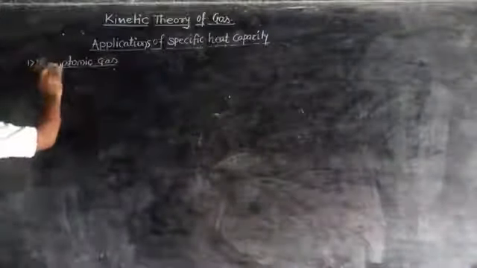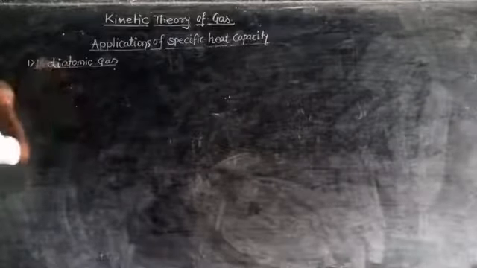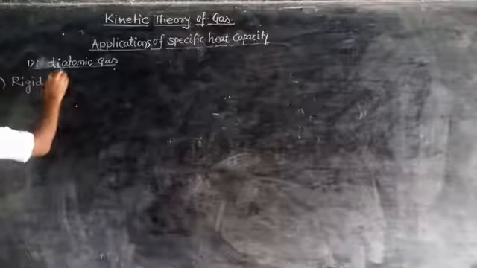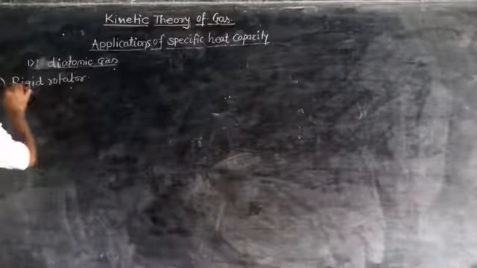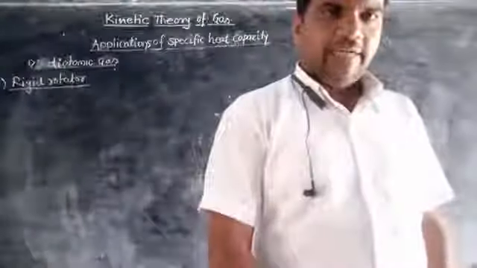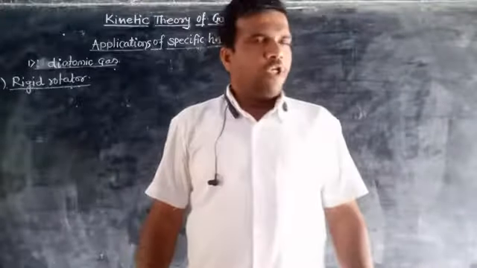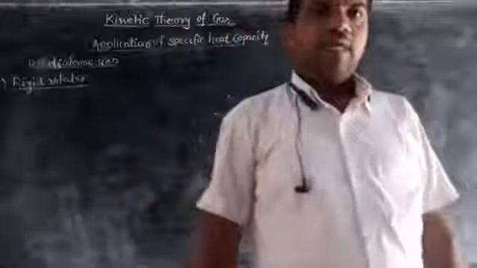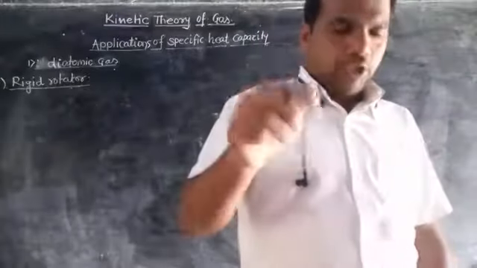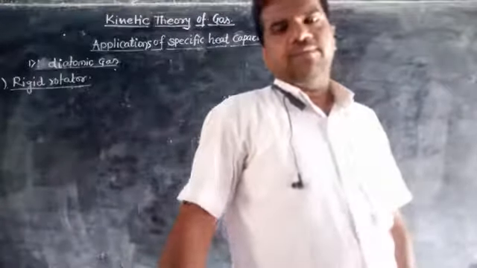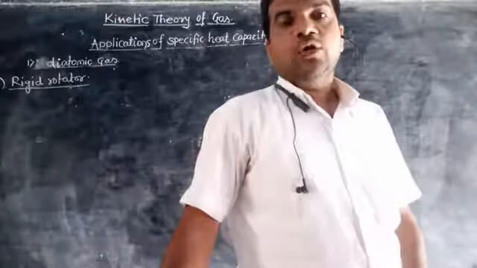This is diatomic. So first case we consider rigid rotator. If we consider a gas as a rigid rotator, then each molecule will have 3 translational degrees of freedom, and as it is a rigid rotator, it has 2 rotational degrees of freedom, which means it has a total of 5 degrees of freedom.